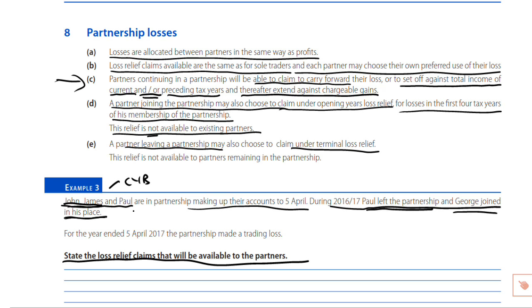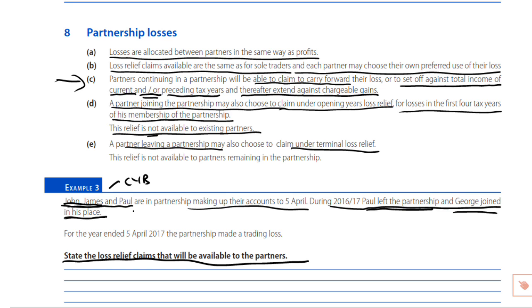Clearly, of course, if any of the partners are making a claim against total income of current tax year or the preceding tax year, and having made the claim, there is still loss left over, then the possibility of the extension claim, of course, exists against capital gains. Now, that basically is a summary of what you need to be writing here. Make sure you're happy with how you would express those loss reliefs, and then check them out with the answer.